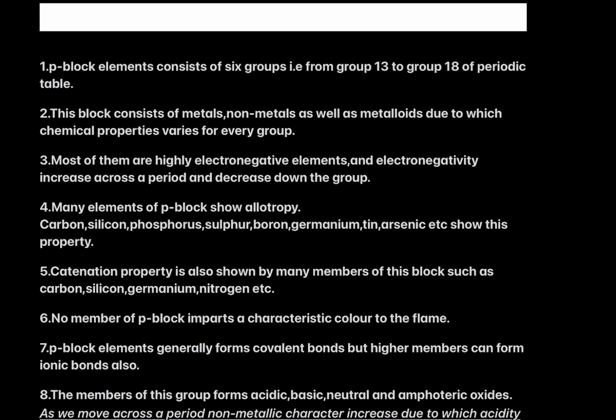Now let's come to the fifth point, the catenation property. The ability to form bonds with itself to form long chains is called the catenation property. The catenation property is also shown by many members of this block, such as carbon, silicon, germanium, nitrogen, etc. Now let's come to the sixth point. No member of the p block imparts any characteristic color to the flame as the elements of the s block do.